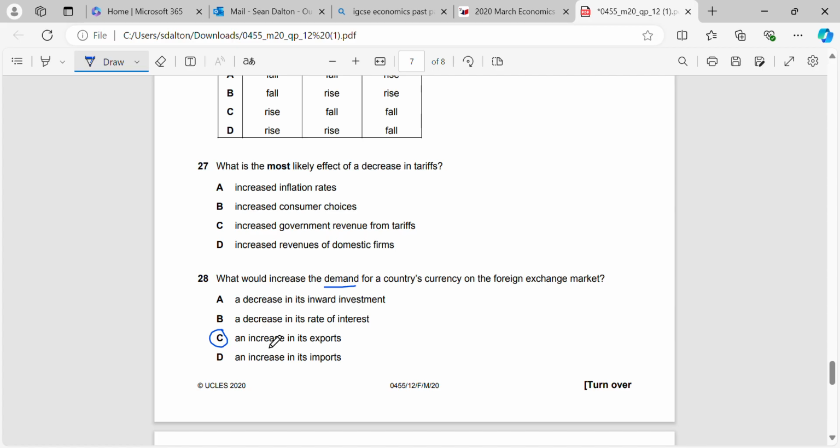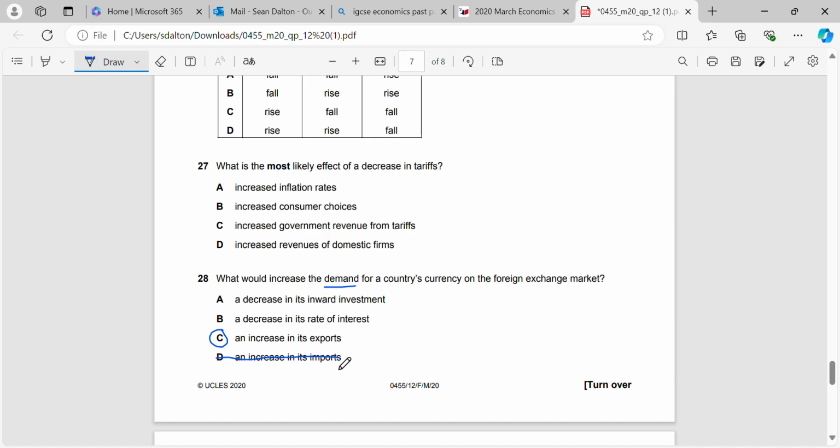Because what's going to happen is, as we're exporting, more of our currency is going to be traded as we are selling more products from our country. There's going to be more people who are changing their currency into our currency to pay for our exports. So that obviously means that imports would have the opposite effect.